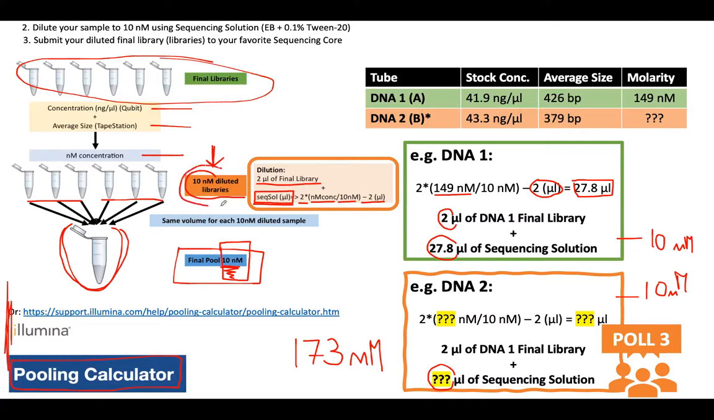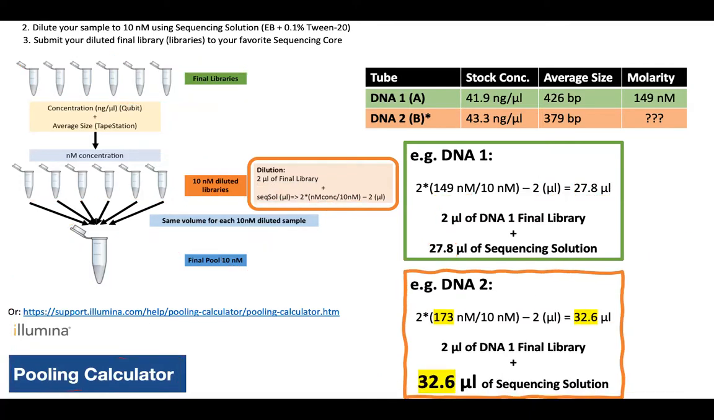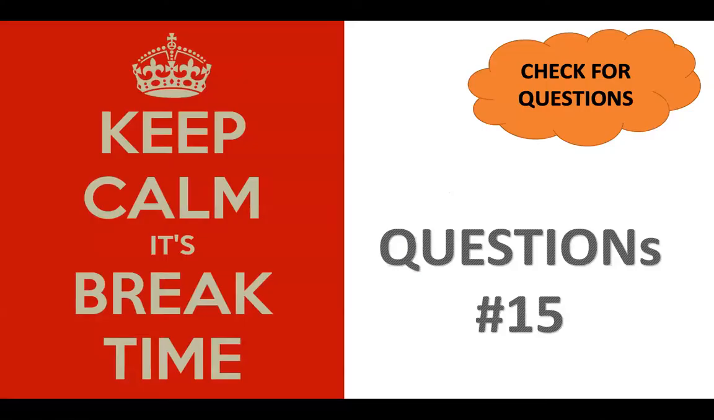I usually have extra of my 10 nanomolar diluted libraries in case the sequencing core wants to resequence, or I want to resequence with more depth my libraries. So I still have the 10 nanomolar dilution, so I can just quickly remix my samples and resubmit them, okay? And this is the final answer, and that's it.